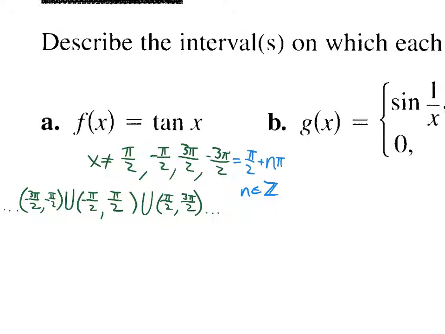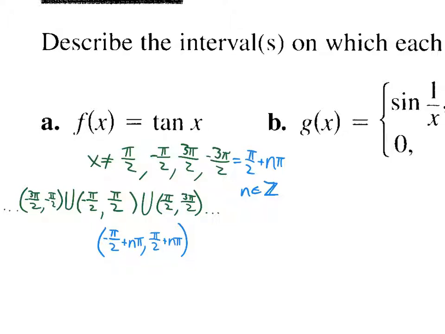And then you could just say it's continuous on the interval negative pi over 2 plus n pi to pi over 2 plus n pi. Okay? And that'll give you all of those, infinitely in both directions.